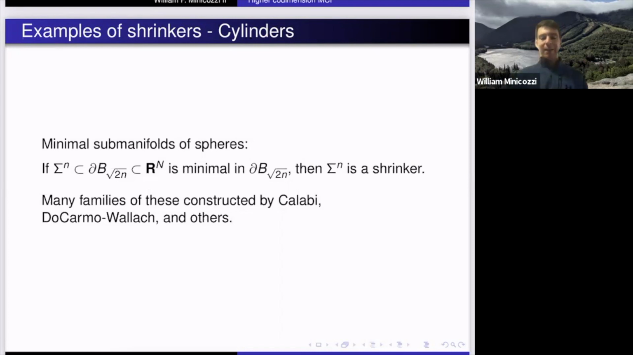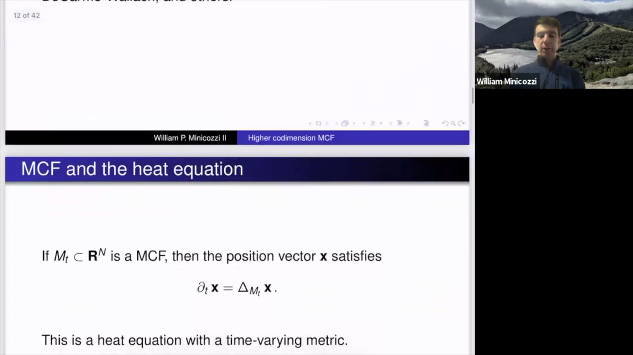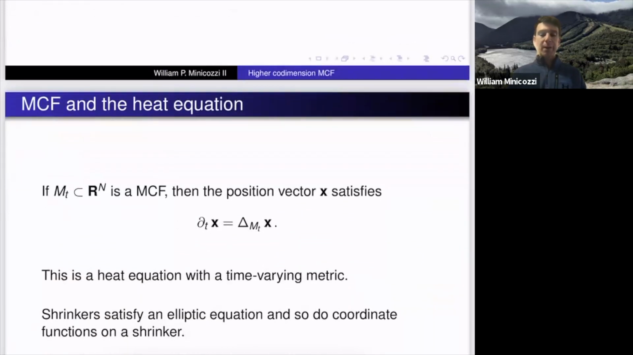Okay, so now this gives a huge class of examples. There are many families of this constructed by Calabi, do Carmo-Wallach, and many others. Okay, it also means that everything that I prove about a shrinker automatically applies to minimal submanifolds of a sphere.